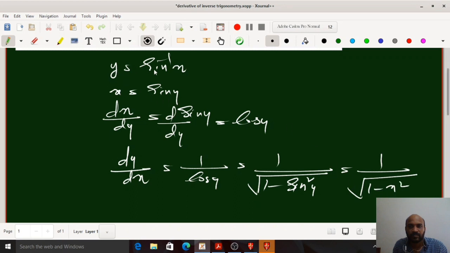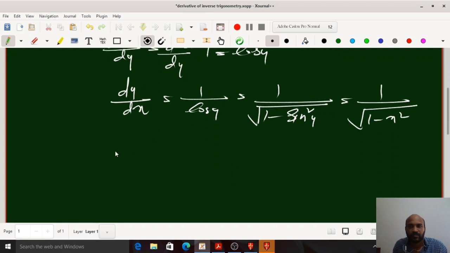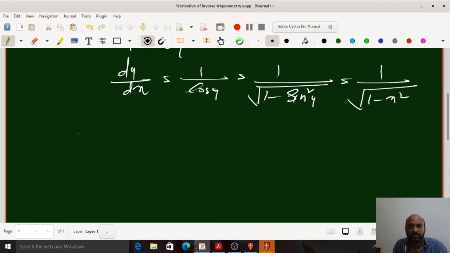That means if y equal to sine inverse of x, then dy by dx equal to 1 by root of 1 minus x square. Means derivative of sine inverse x is 1 by root of 1 minus x square. That is one standard result. Now same way we can find derivative of cos inverse.